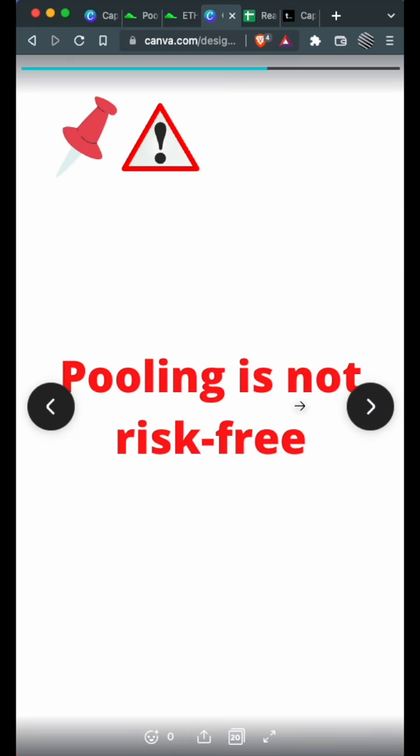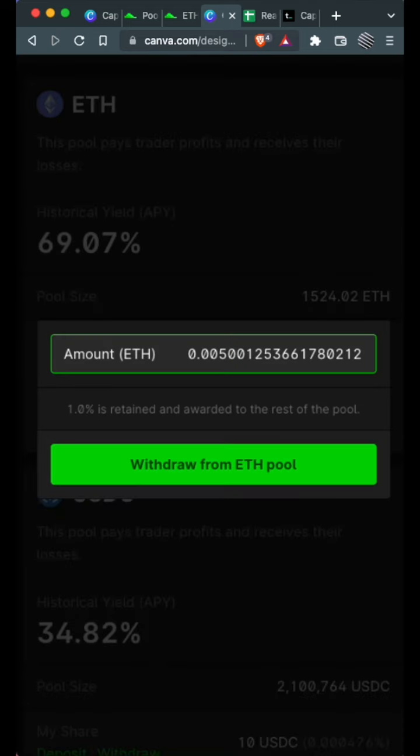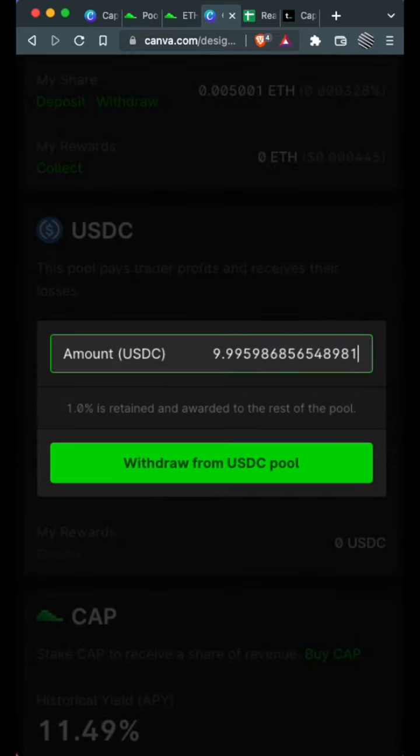A few things to note. Pooling is not risk-free. In the case that a group of traders do a big win, then you might not get back your deposit because they are taking profit out from the pool. Also, when you do a withdrawal, there's a fee, 1% for the ETH pool and 1% for the USDC pool. Plus there's a 24 hours lock. So when you put your money into the pool, during that 24 hours, you cannot withdraw.